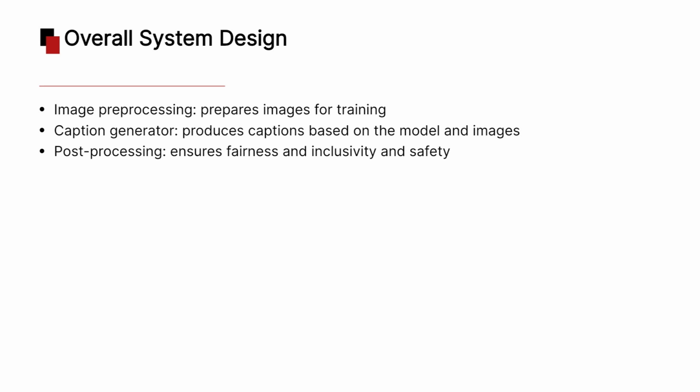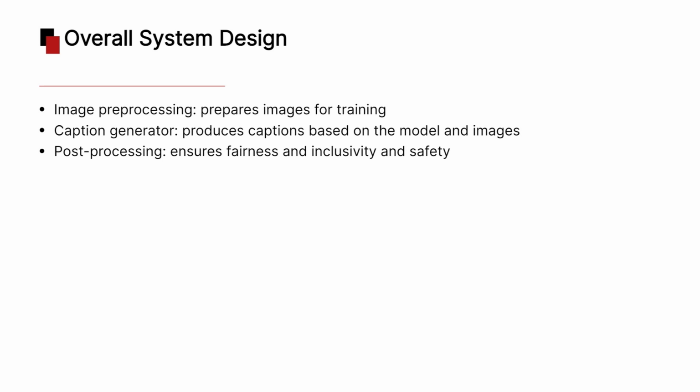The overall system design of an image captioning solution involves multiple interconnected components working together to generate accurate and responsible captions. 1. Image preprocessing. This component prepares raw images for the model by performing tasks such as resizing, normalization, and quality filtering. Proper preprocessing ensures that the images fed into the encoder are consistent in format and quality, which is critical for effective feature extraction during training and inference.